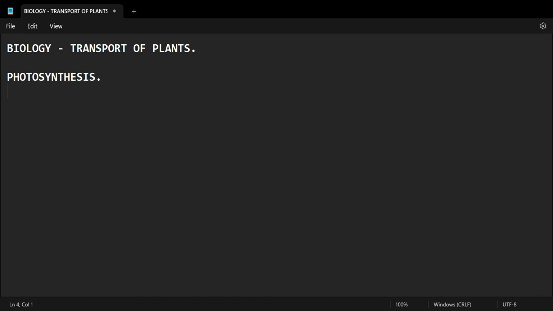For this process, they require CO2, which is carbon dioxide, water, and sunlight. Okay. Also chlorophyll. And the leaves take in carbon dioxide from the atmosphere. The water, along with minerals, is absorbed from the soil through the roots. It is then transported upwards to the leaves of the plant.